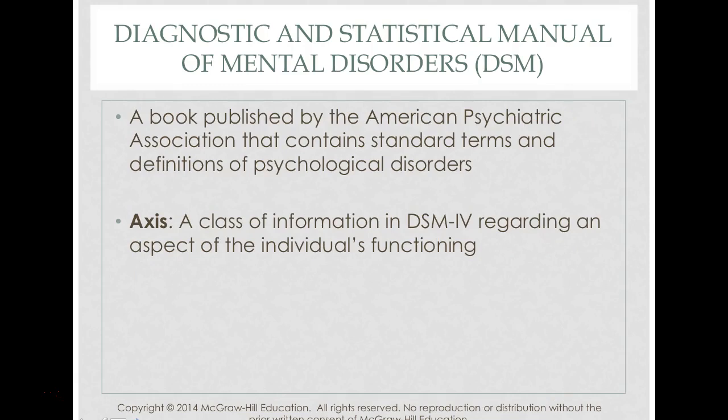So we're going to talk a little bit now about the DSM, which is the Diagnostic and Statistical Manual of Mental Disorders. In the United States, this is what we use as far as classifying symptoms into labels and disorders. This book is published by the American Psychiatric Association and contains standard terms and definitions of psychological disorders. The most recent DSM is the DSM-5, and this was published in 2013.